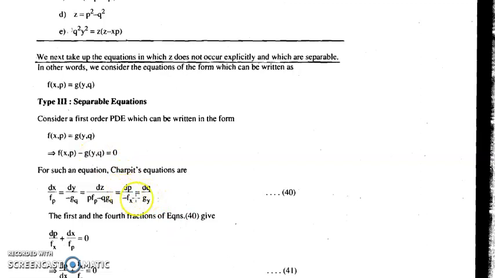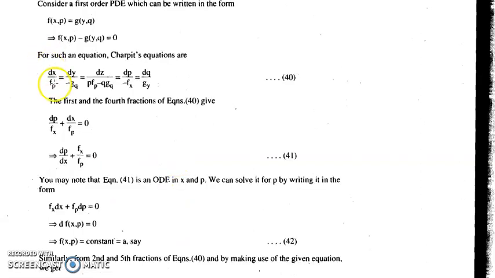So you can see that the first and fourth terms are separable. Or take the second and fifth terms, they will also be separable. Now we will take the first and fourth terms. Then I will get dx by f_p equal to dp by minus f_x. So I can write it in the form dp by f_x plus dx by f_p equal to 0, or dp by dx plus f_x by f_p is equal to 0.